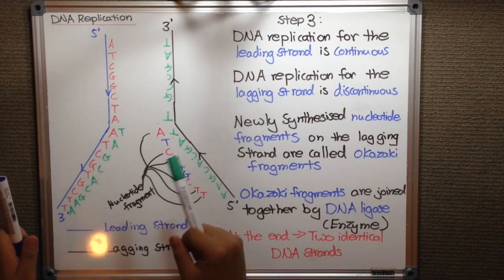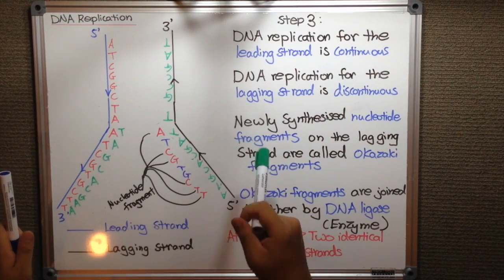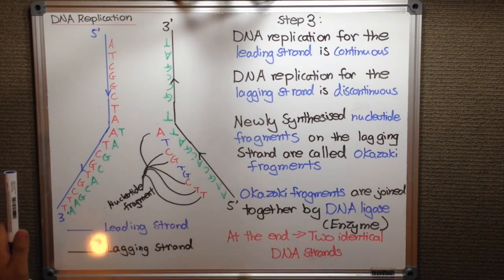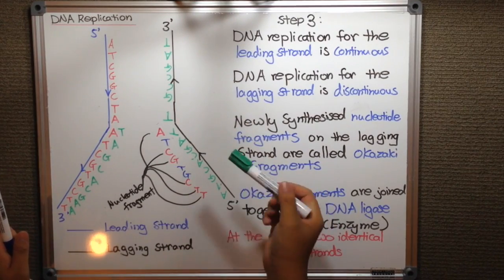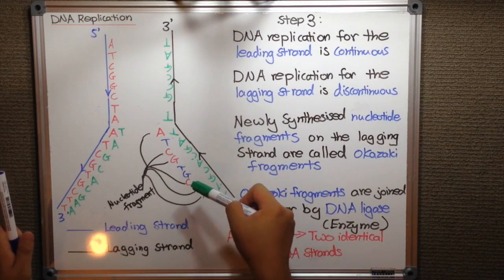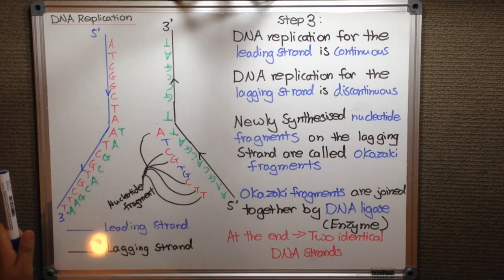DNA replication for the lagging strand, however, is discontinuous because all the letters are facing the other way. The bases are facing the other way. It is really hard for me, the DNA polymerase, to read. So I form these little islands of nucleotides, or fragments, called Okazaki fragments, okay?